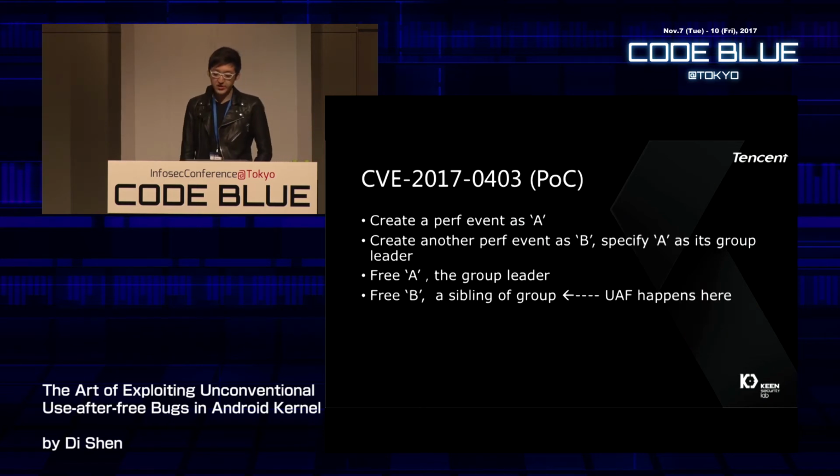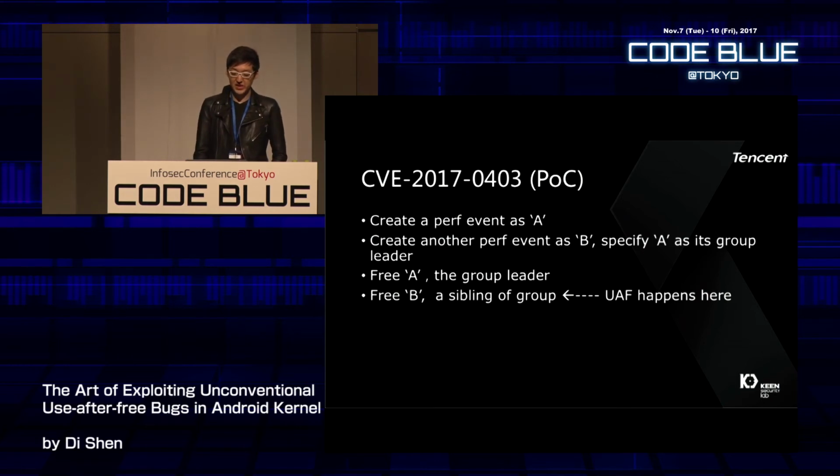So here comes CVE-2017-0403. I'd like to show you the POC first. There are 4 steps. The first one, I create a perf event. Its name is A. After that, I create another perf event, B, and specify A as its group leader. In the third step, I free the object A, the group leader. And in the last step, I free the perf event B.